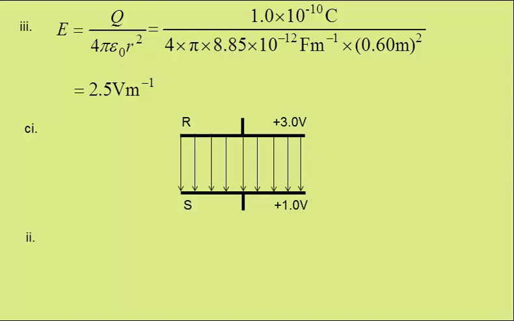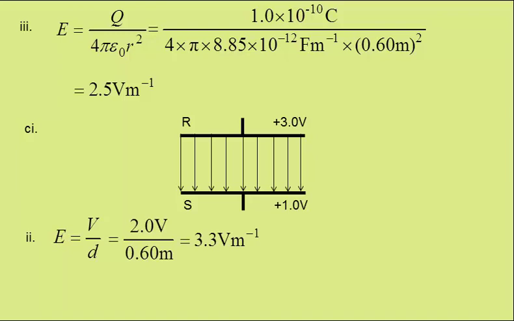In part 2, point T is midway between R and S. We need to find the electric field strength at T. Well, electric field strength is given by potential difference over distance, and this gives 3.3 volts per meter.